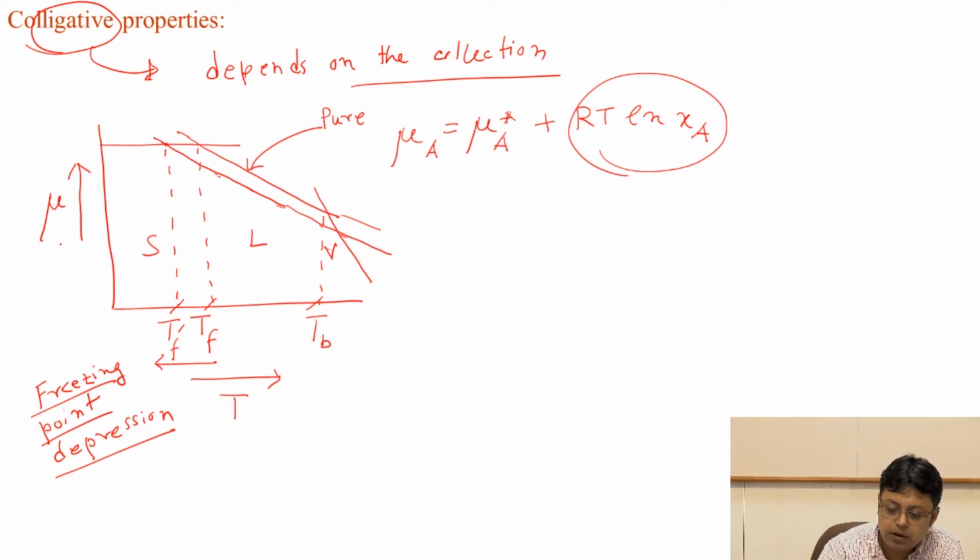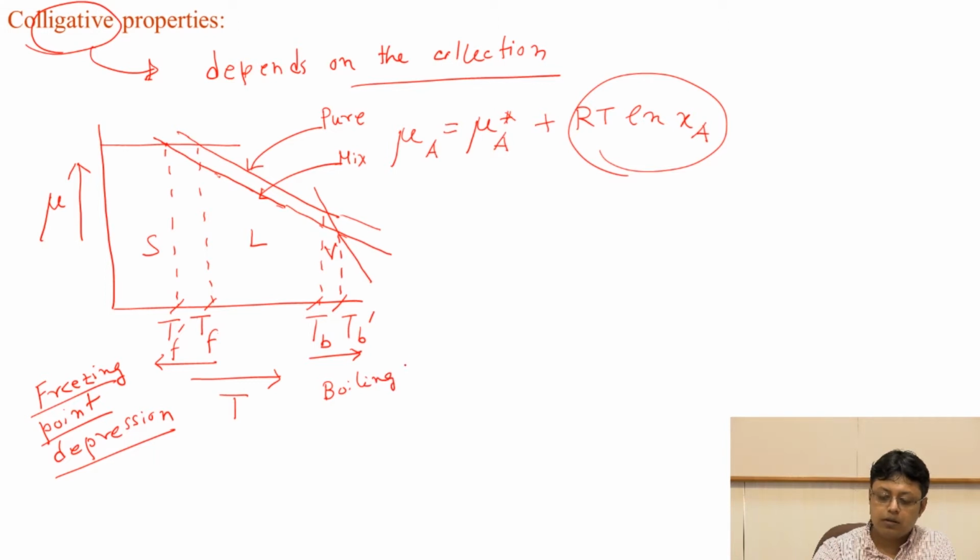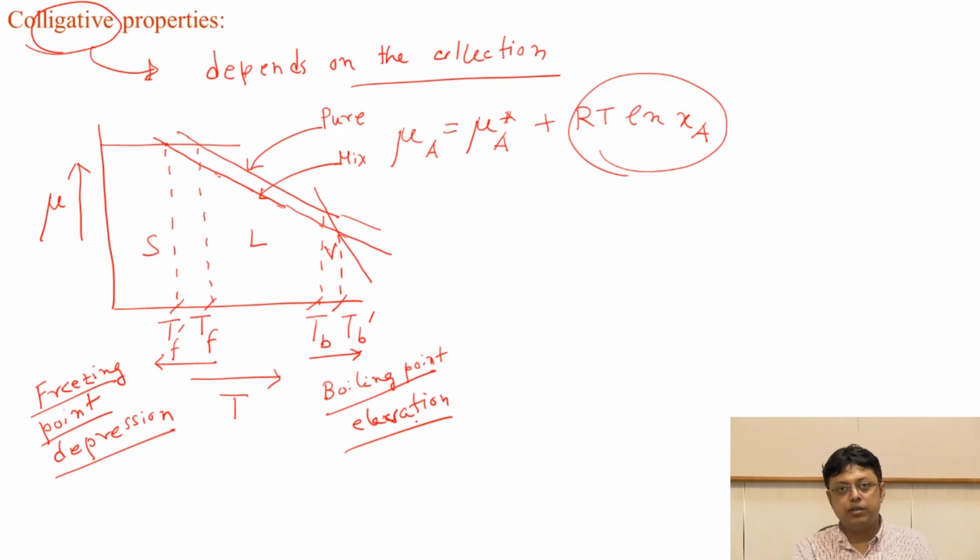Similarly, if you follow these two curves, now this is for the mixture, remember this is for the pure form and this is for the mixture, and now they cross here with the vapor curve. So the boiling point, unlike the freezing point, is enhanced or increases, or it is elevated. So we call it boiling point elevation. It is just the opposite of depression in the freezing point.